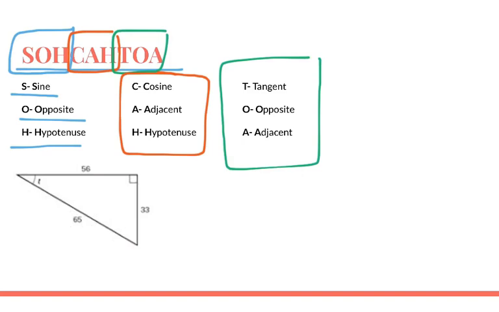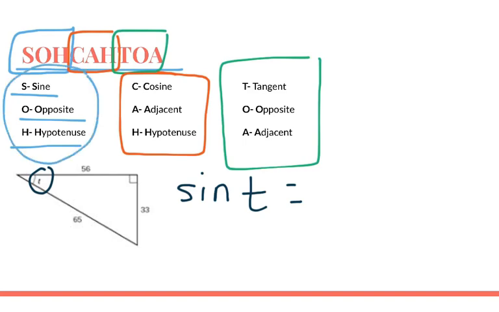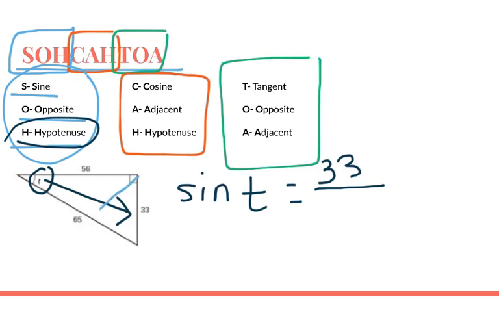So let's do from this angle right here, angle T. I want to set up and figure out what would be the sine of angle T. Well, remember from over here that sine is opposite over hypotenuse. So from this angle, the opposite side is 33, so I'm going to say sine of T is 33 over, and then the next thing I need to do is the hypotenuse. So where's the hypotenuse? That is always the side that is opposite from the 90-degree angle. It's always the longest one, which is 65. So that's what sine of angle T would look like.